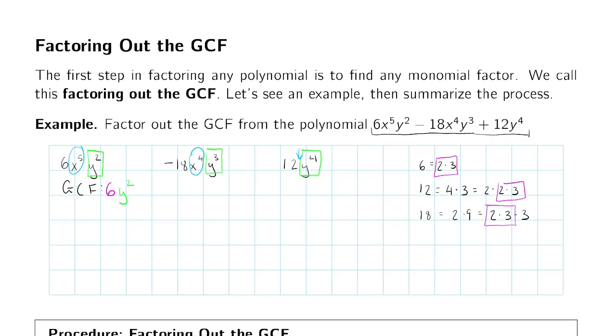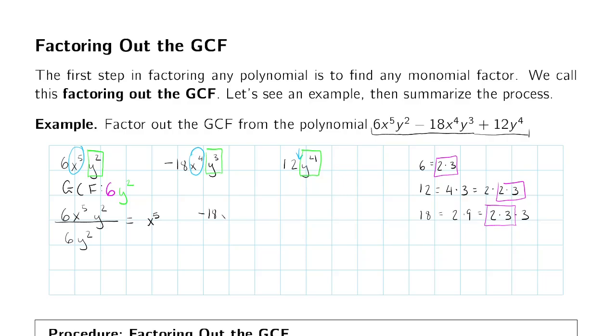And to find out, we'll divide 6x to the fifth y squared divided by 6y squared. So 6 divided by 6 is 1. X to the fifth divided by no x terms, we've just got x to the fifth. Y squared divided by y squared is 1. So all that's left there is x to the fifth.